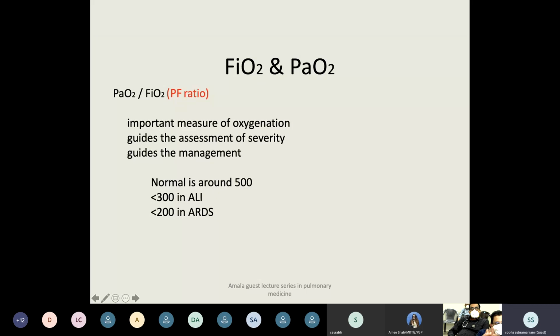I'm sure all of us are familiar with the definition of acute lung injury, where the PF ratio is between 200 to 300. When it goes below 200, you will jump the gun saying, oh, ARDS with bilateral infiltrates.